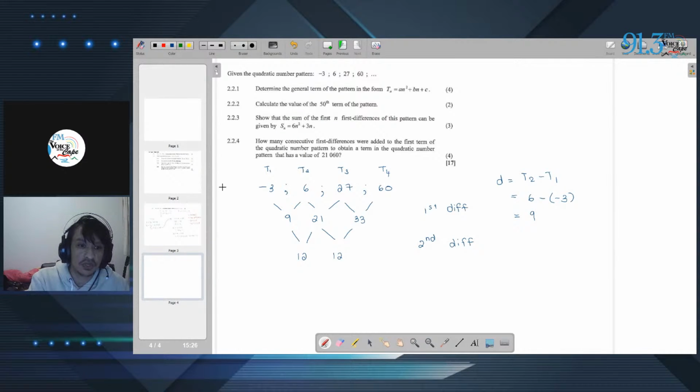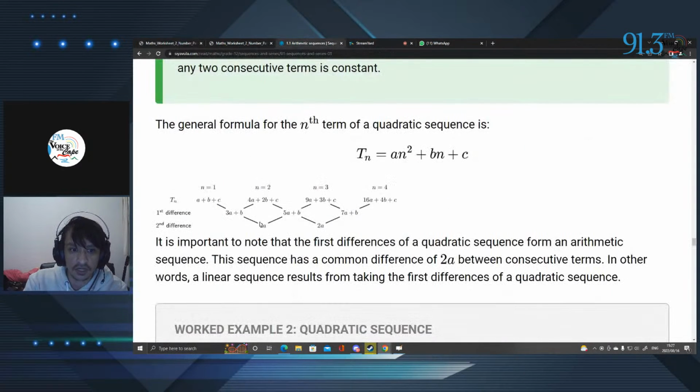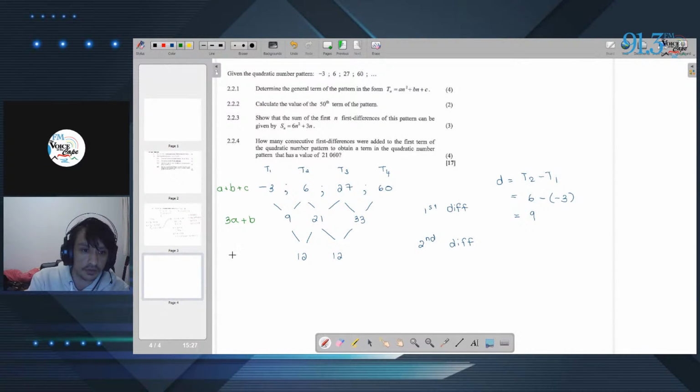Now remember, I showed you earlier that these values over here, which are the terms, are basically A plus B plus C. Here we have this over here, and we know that this is supposed to be 3A plus B, and this here is just supposed to be, let me double check, I believe it's 2A, and there we go, 2A is correct, right? And here we go, 2A for the second difference.